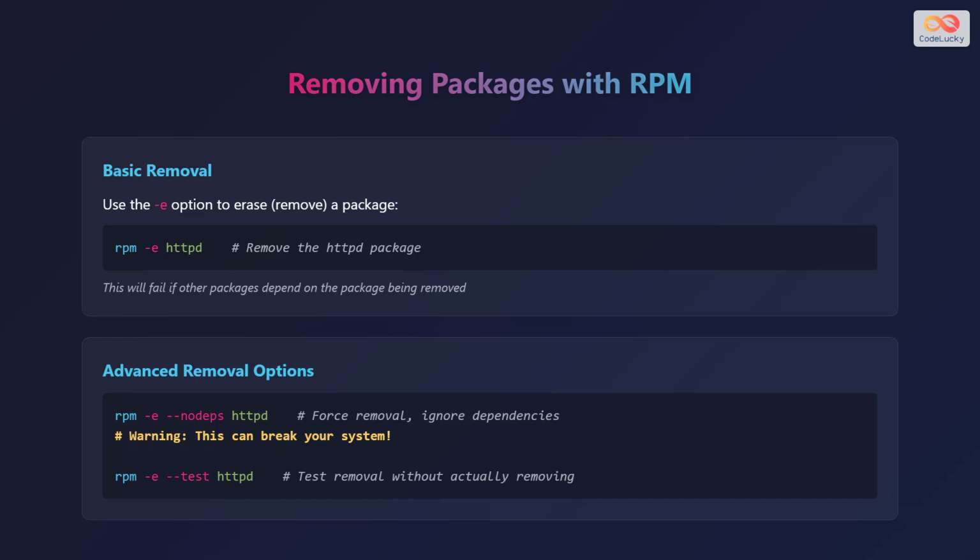Sometimes you need to remove or erase a package from your system. The basic command for this is rpm -e package name. For instance, to remove the httpd package, you would enter rpm -e httpd. Please note that this command will fail if other packages depend on the one you are trying to remove. Here are a couple of advanced removal options. rpm -e --nodeps package name forces the removal and ignores any dependencies. Warning: this can break your system, so use it with caution. To test the removal without actually removing the package, you can use rpm -e --test package name.